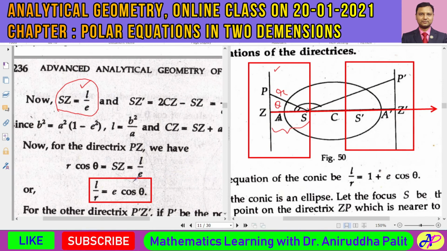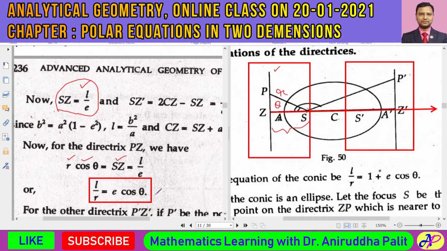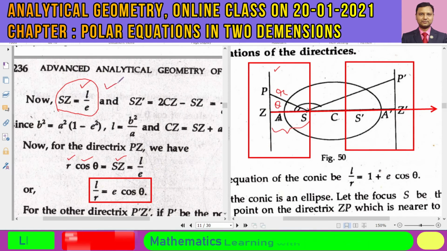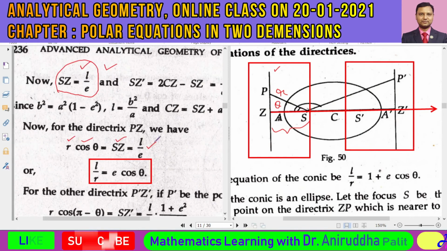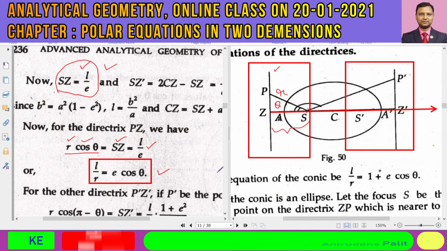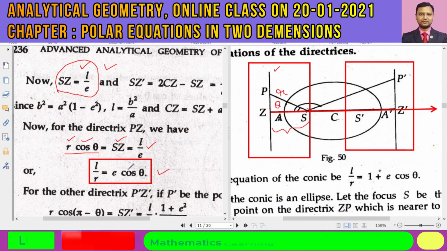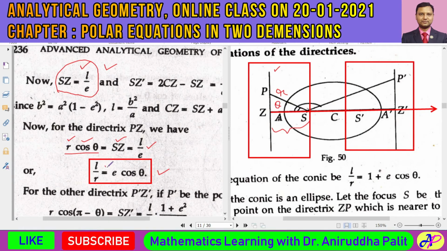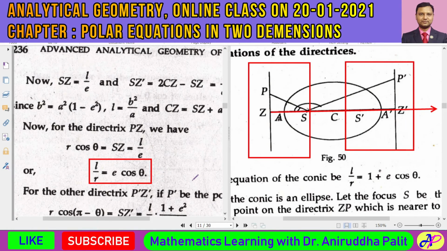So what would be SZ? SZ would be equal to R cos theta. You see, R cos theta would be equal to SZ, and SZ, over here you can prove, is equal to L by E. And therefore from this result we can prove that L by R is equal to E cos theta. So if L by E is equal to R cos theta, then just divide this expression by R and multiply this expression by E. In that case, we will get this result: L by R is equal to E cos of theta.